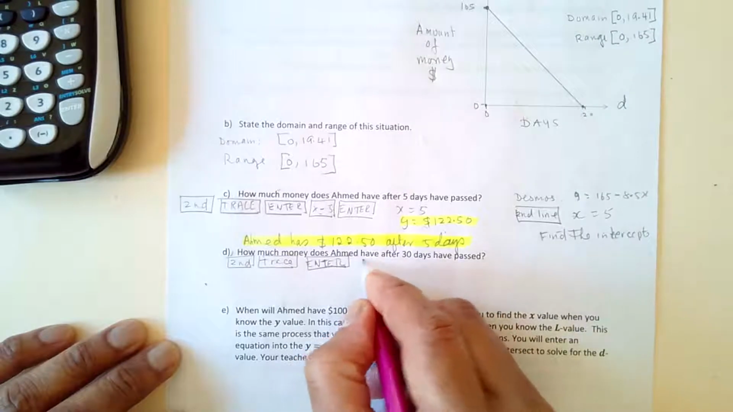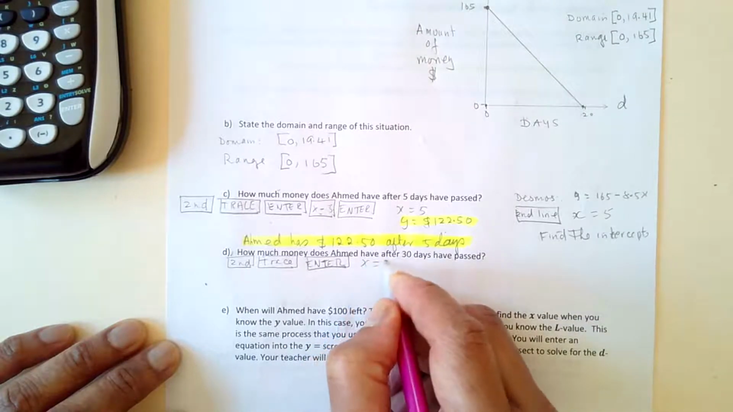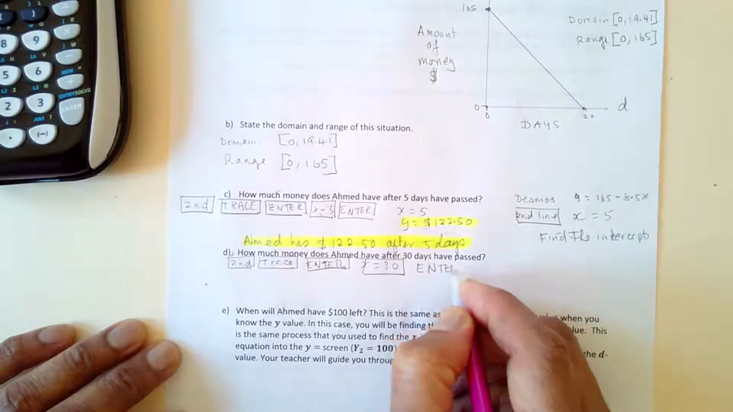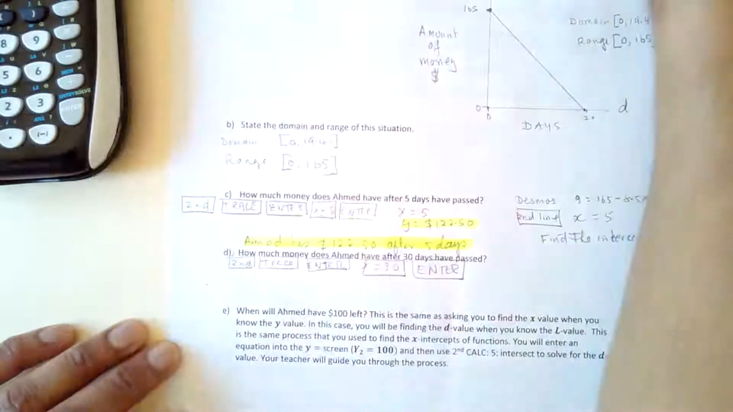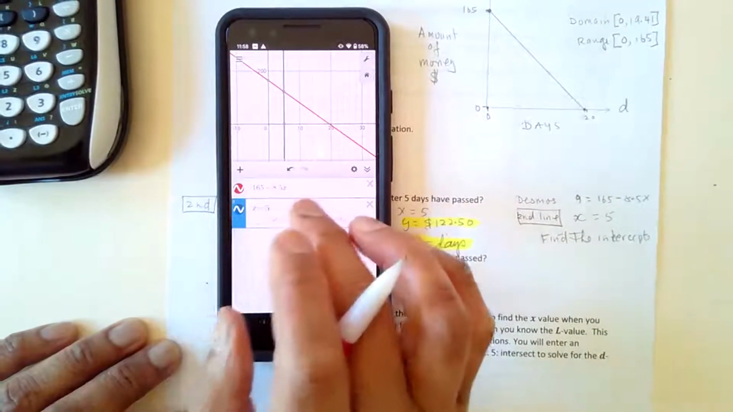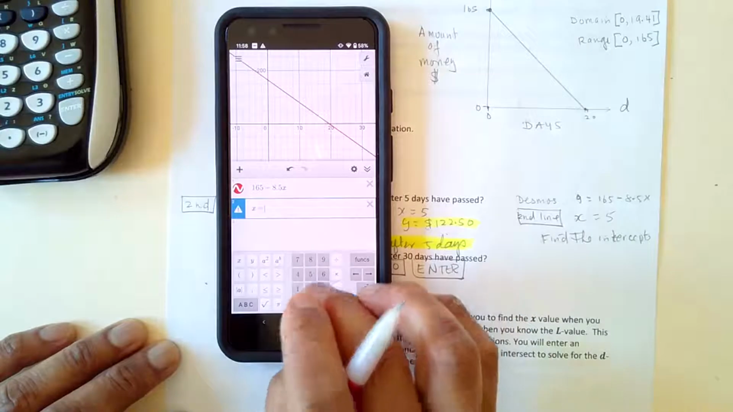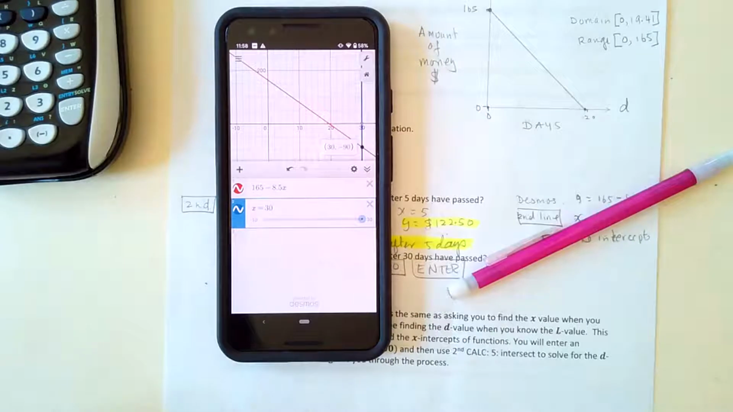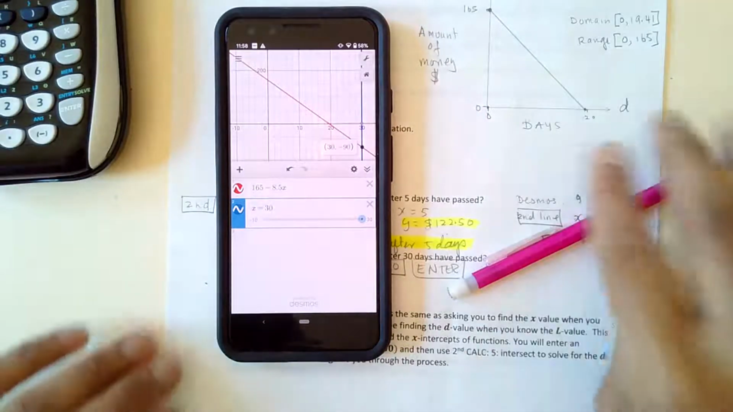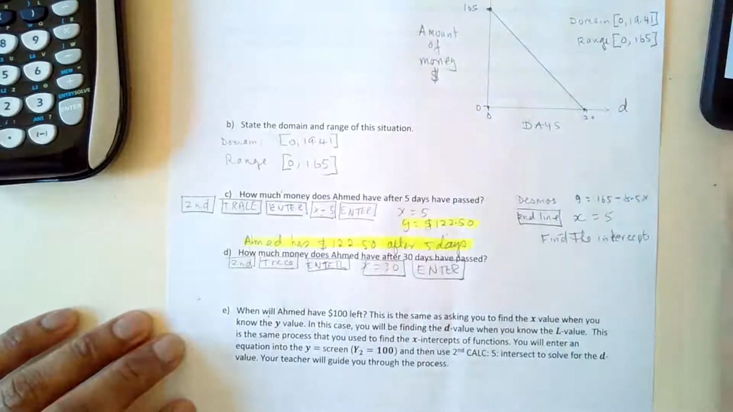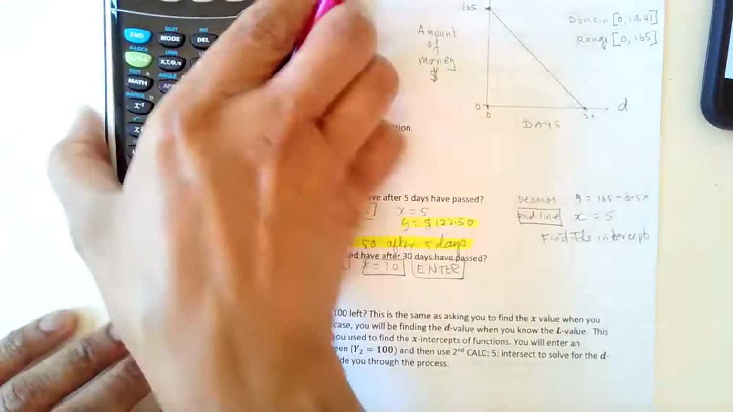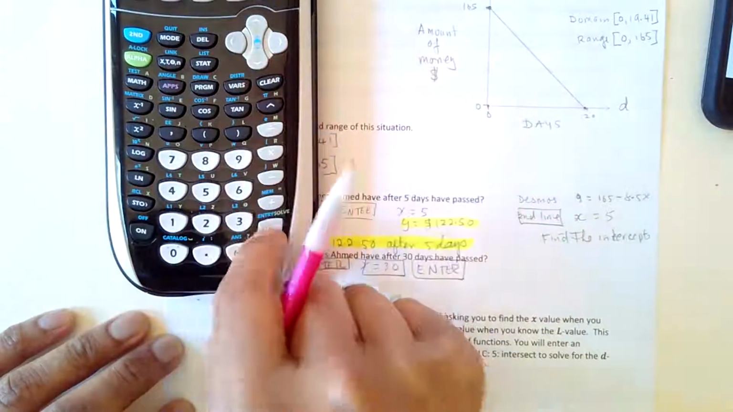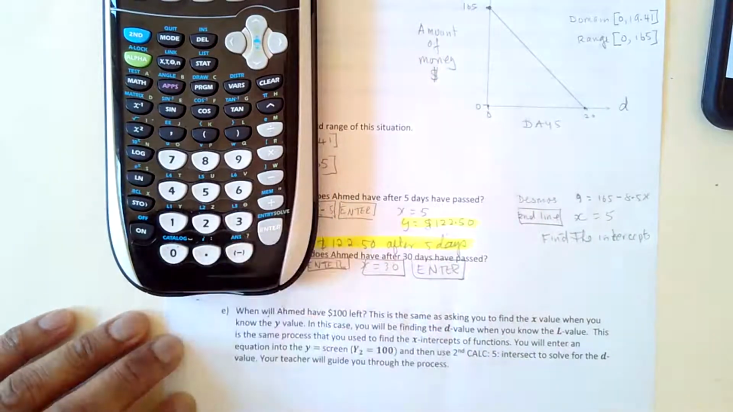So enter. Now we have x equals 30. You press enter. So we can do that here when x is equal to 30. What happens? He ends up with negative $90. Well, he doesn't have any money then, right? He can't spend what he doesn't have unless he went to the bank and borrowed money. So in this case here, we go second trace, value 30, negative 90.